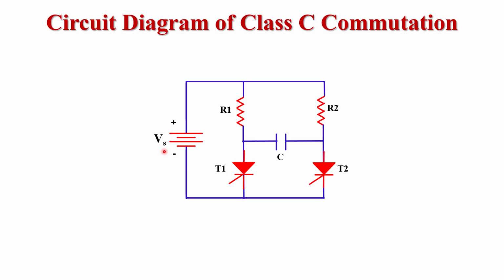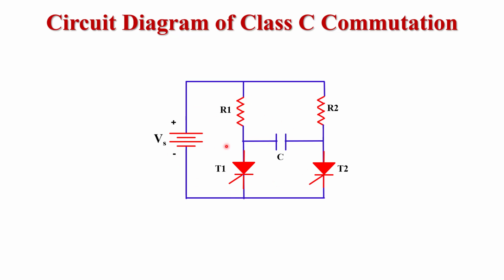Here we use two thyristors, T1 and T2. T1 is the main thyristor and T2 is the complementary thyristor. Here we use a commutating component, a capacitor, in between the two thyristors T1 and T2. Here we also use two resistors, R1 and R2. So this is the whole circuit description of class C commutation.